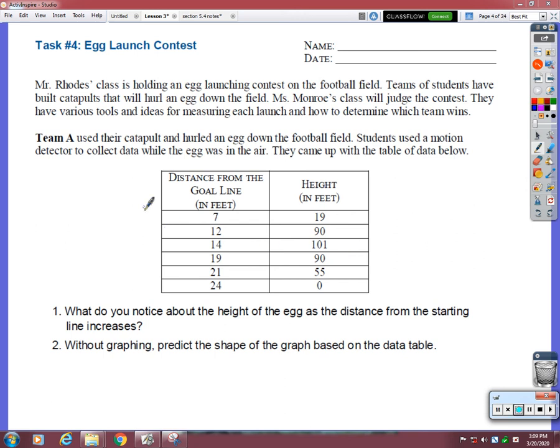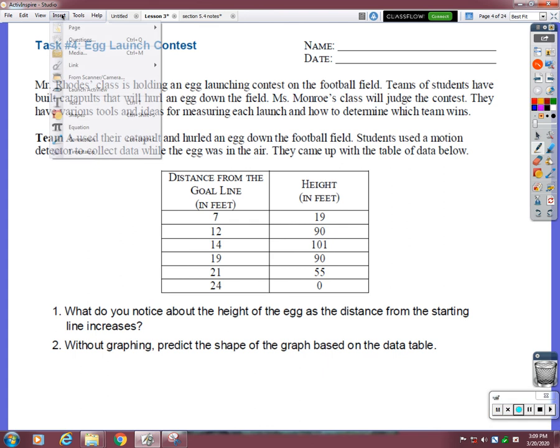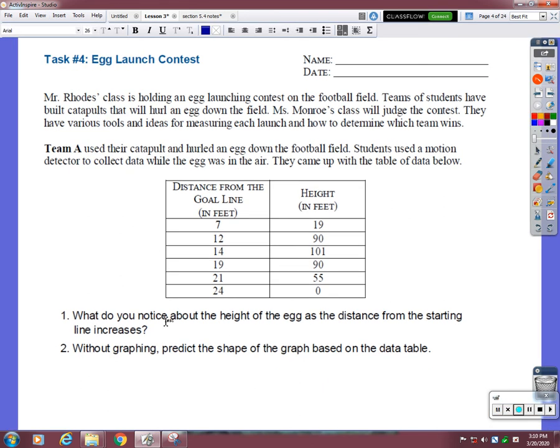So, first question is, what do you notice about the height of the egg as the distance from the starting line increases? Tick, tick, tick, that's the Class Dojo thing going. Oh, I call on Zoe, and Zoe says, I notice that the changes are not the same. And I say, great observation, Zoe.